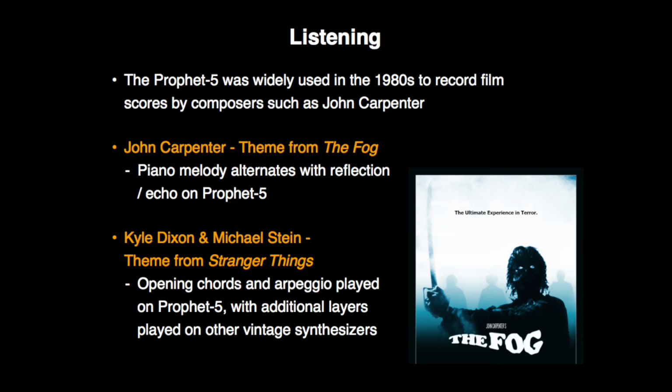This John Carpenter style has kind of had a resurgence in recent years, particularly with regard to the Stranger Things soundtrack. So Kyle Dixon and Michael Stein, the composers who've worked on the score to Stranger Things, they use a number of vintage synthesizers in their work, including the Prophet 5. And so I've given you guys the Stranger Things theme to listen to, and the most recognizable factors in that theme, including the opening chords and the opening arpeggio, those are played on the Prophet 5.